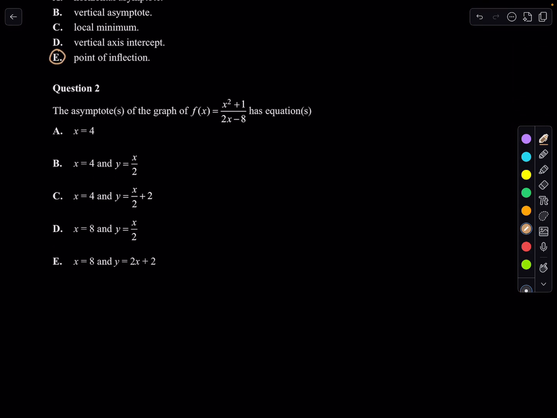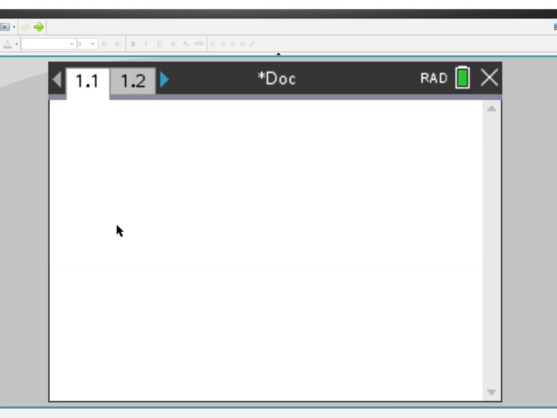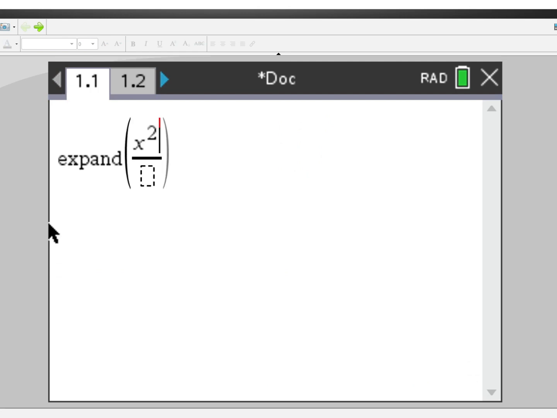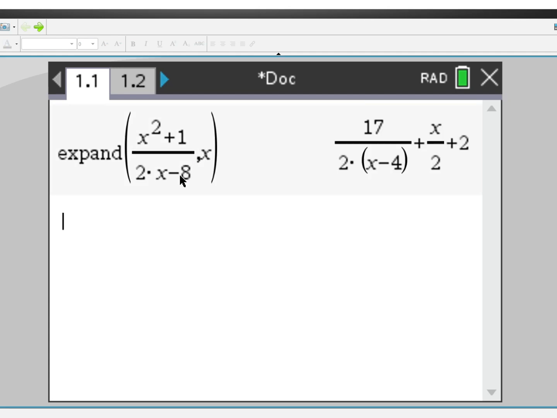Question 2. The asymptotes of the graph of f of x, x squared plus 1 over 2x minus 8, have equations of what? A really nice question. What we can do is expand this using our calculator. So let's go back to our calculator and write expand, to put it back into its proper fraction form: x squared plus 1 over 2x minus 8, comma x. And let's write this down on our paper.